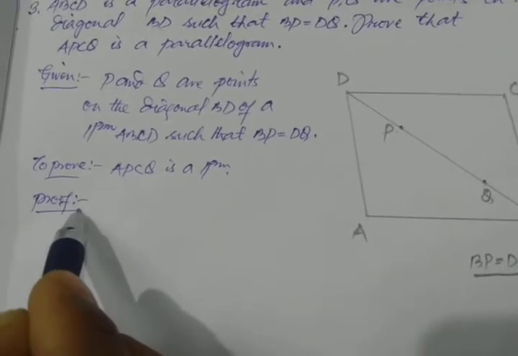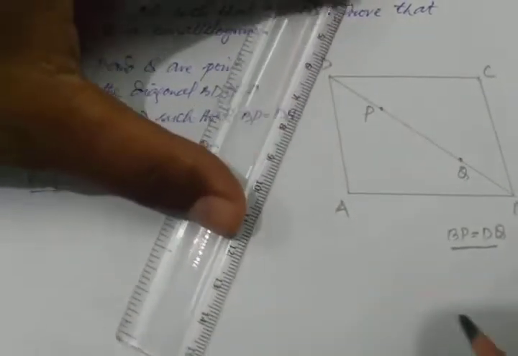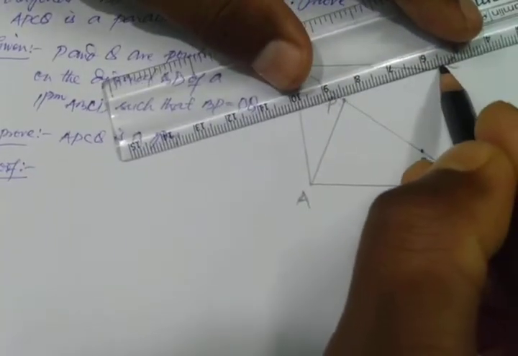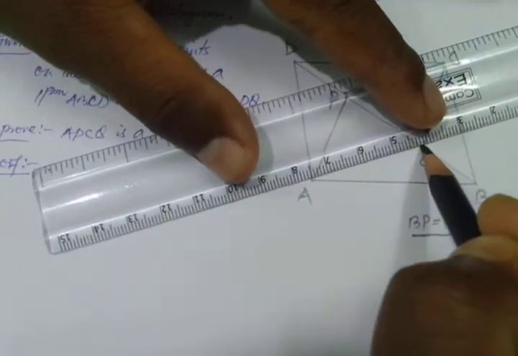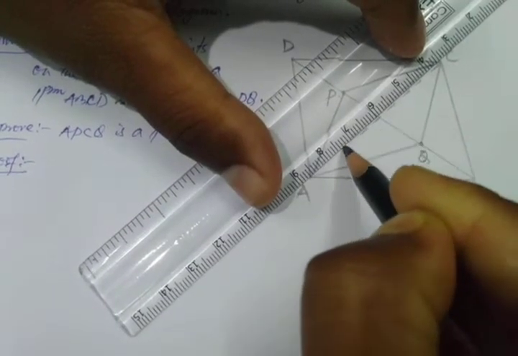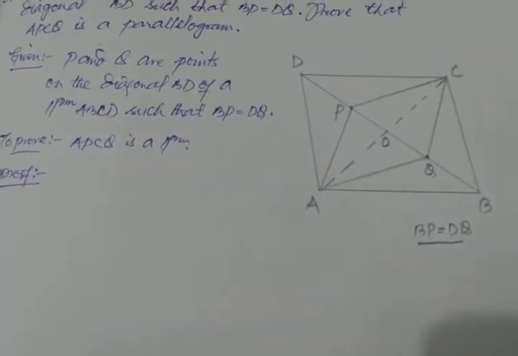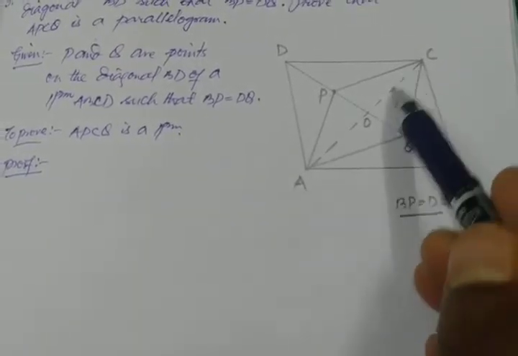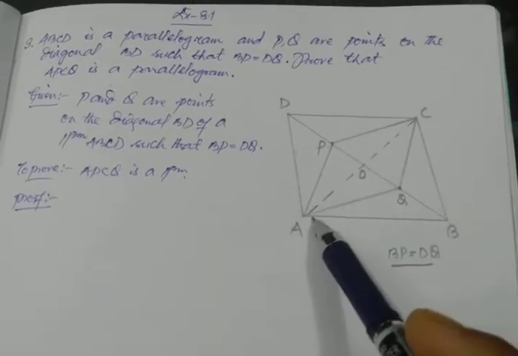Before we prove, let us complete the figure. Let's join all these. Let us join the diagonal AC also, intersecting BD at O. So now, let's remember that ABCD is a parallelogram. AC is diagonal for parallelogram ABCD as well as quadrilateral APCQ.